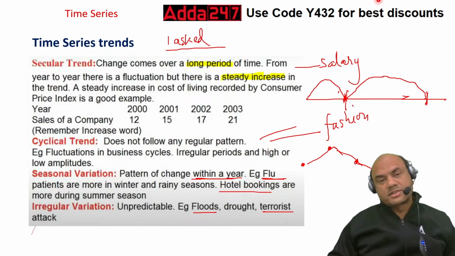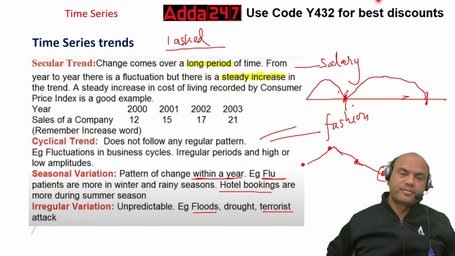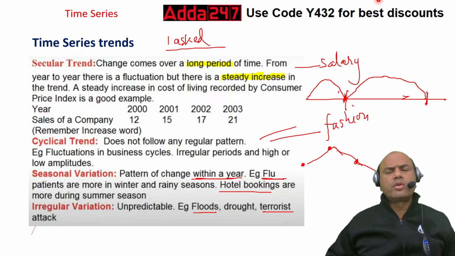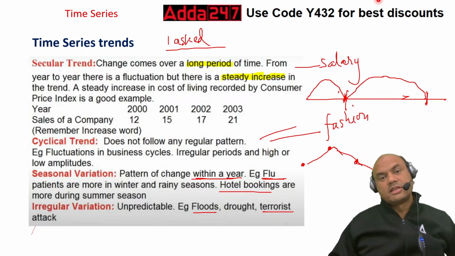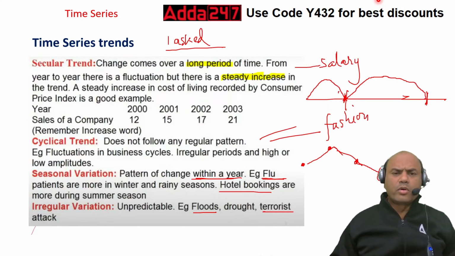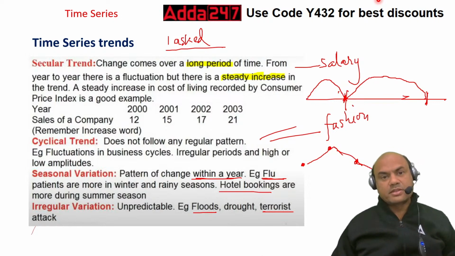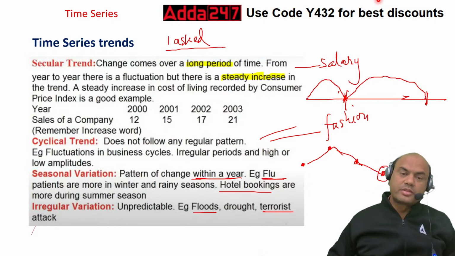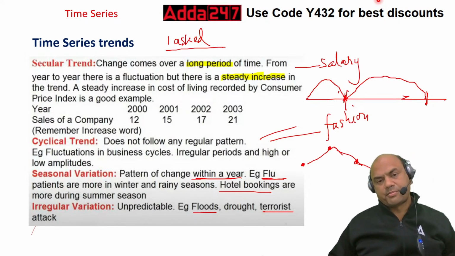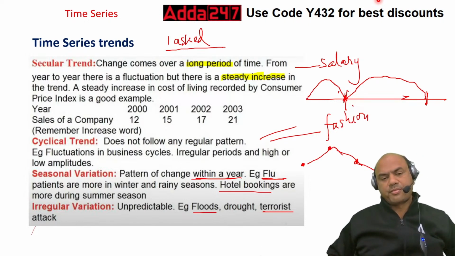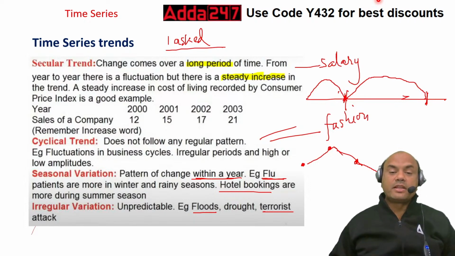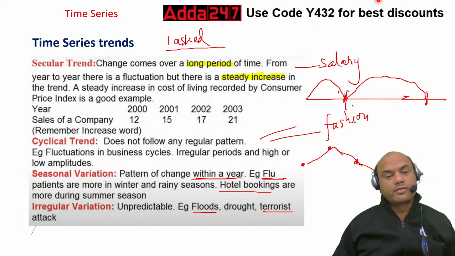Then flu patients. Flu patients with the doctors, clinics, there will be more during the rainy season mainly. Okay, flu patients. So the patterns change within a year. CAIIB membership for the classes will be more towards the end of the period. Means if the exam is in May, June, students will join in April. So seasonal trend, every year it will be there. So the pattern of changes is within the year. Hotel bookings, flu patients. Okay.